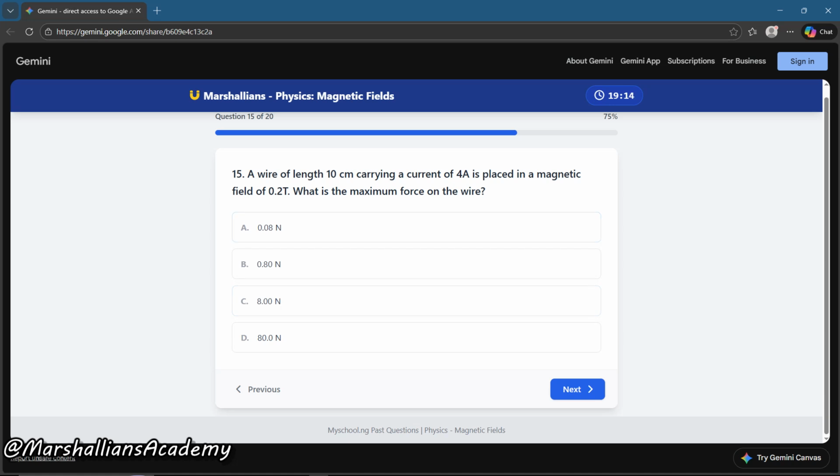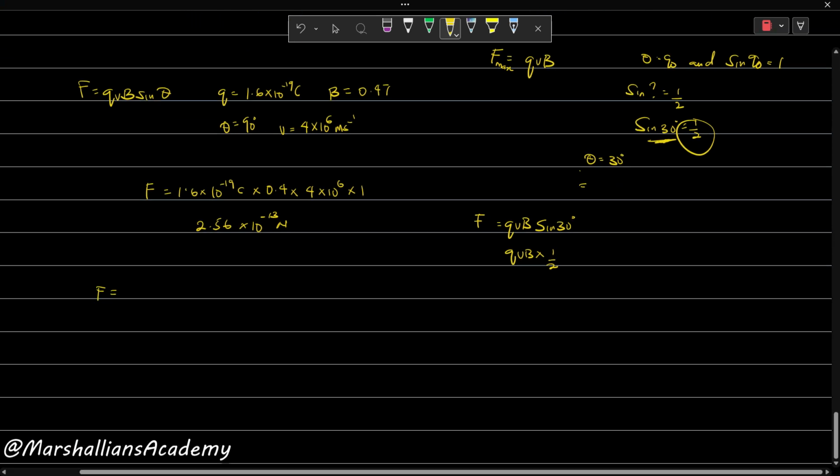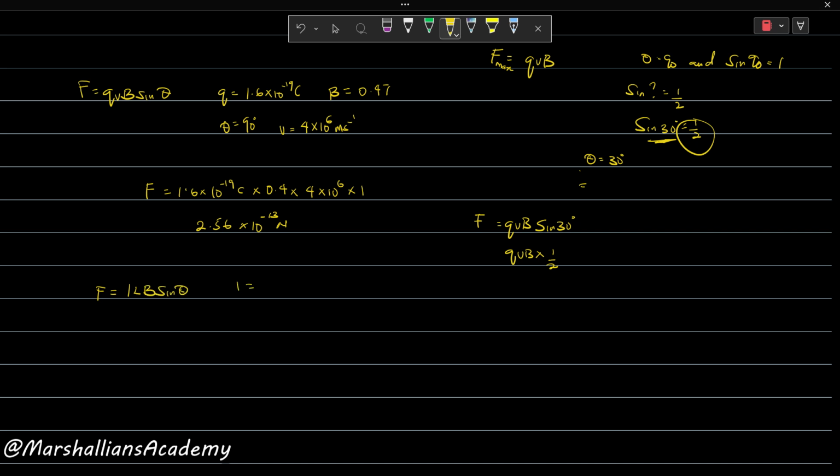Alright, this is also testing Lorentz force, but on a conductor, not on a point charge. Are we together? And what is the force for a conductor? Remember, I said F, the Lorentz force on a conductor, on a wire, is ILB sine theta. I for current, L for length of wire or conductor, B for magnetic field, and theta for angle between B and I.